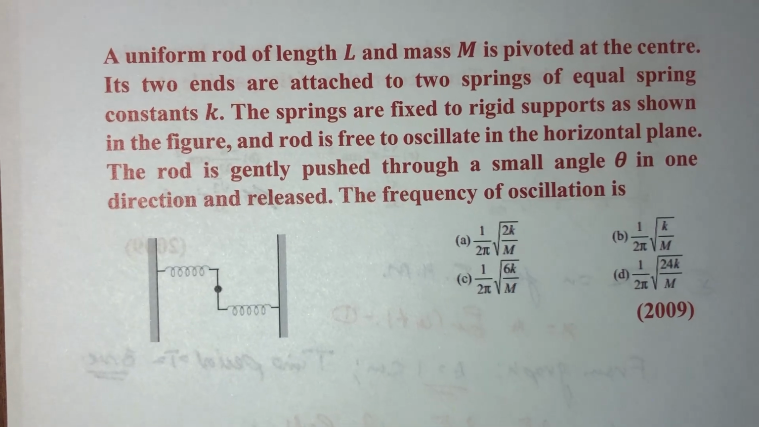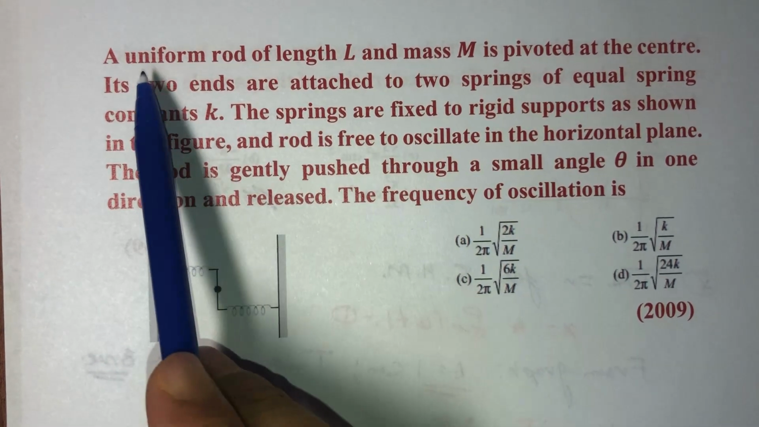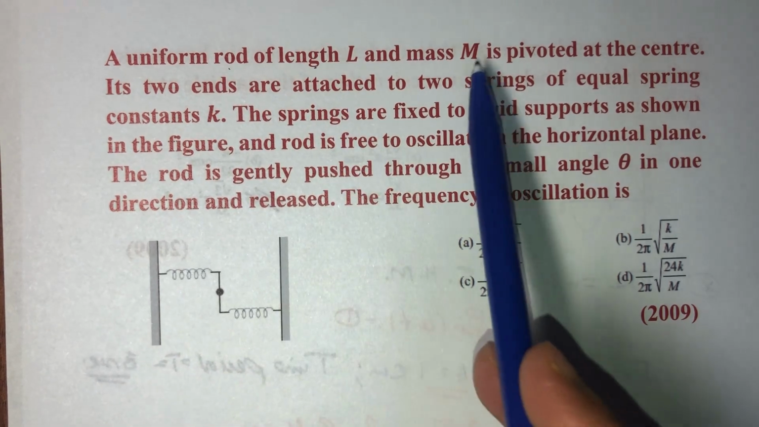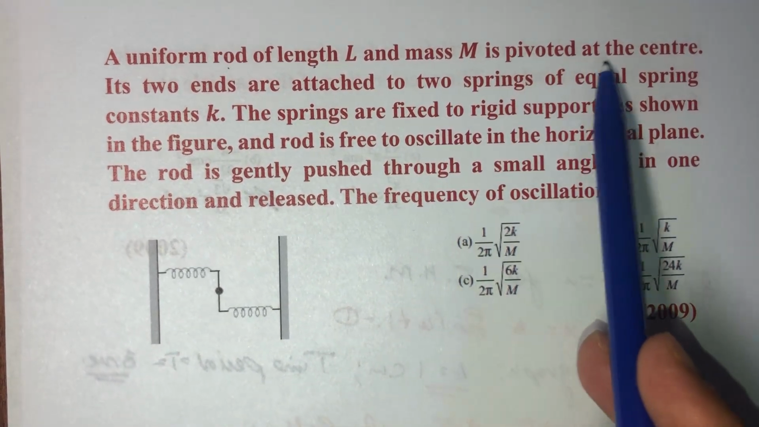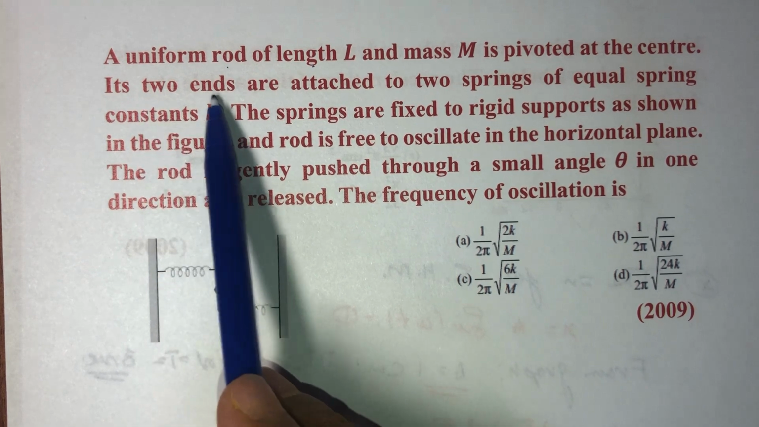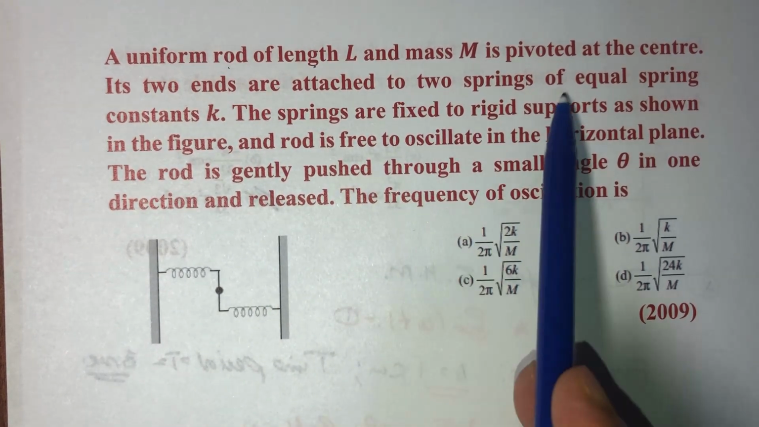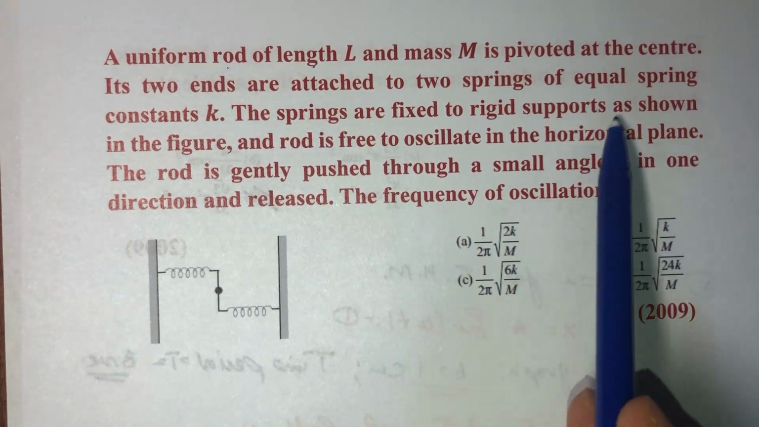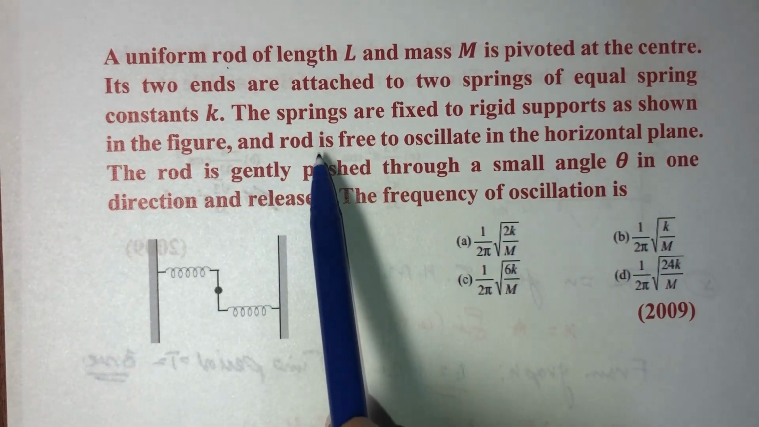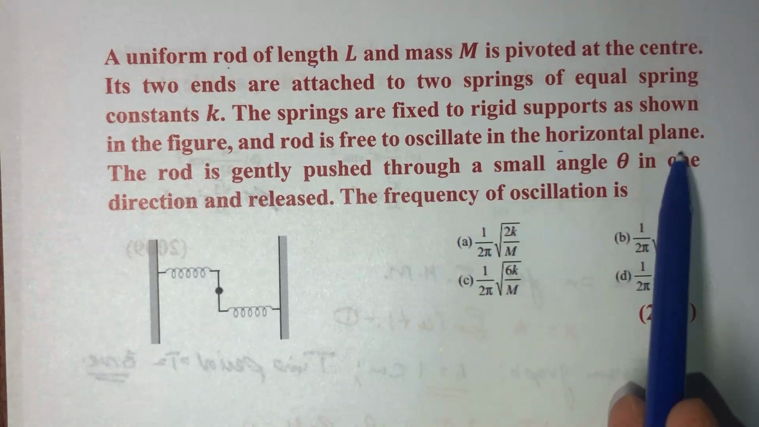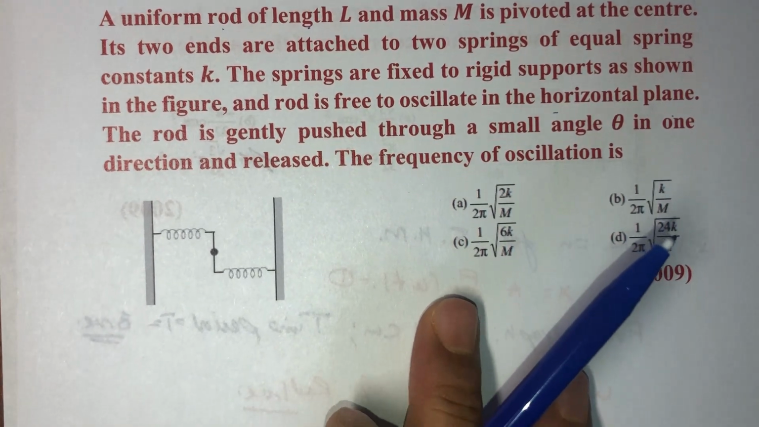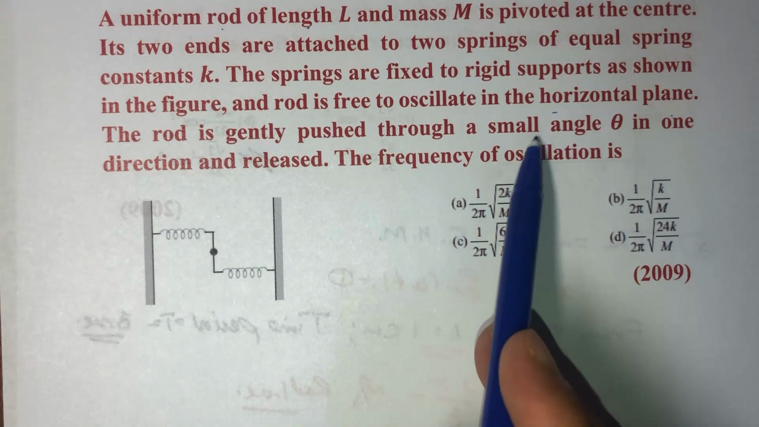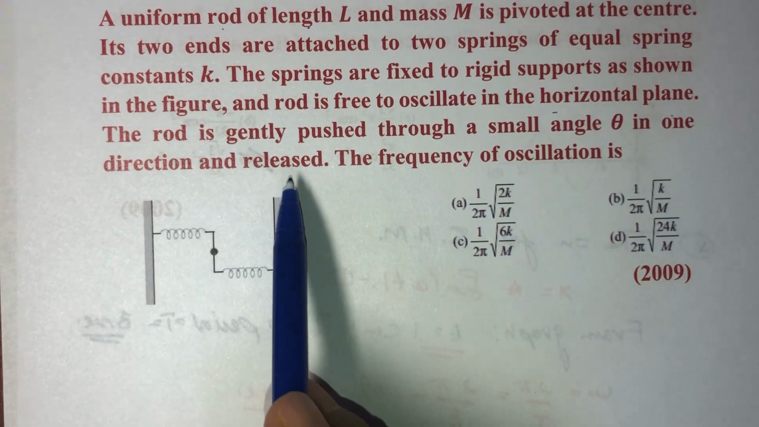Hello friends, in today's question, a uniform rod of length L and mass M is pivoted at the center. Its two ends are attached to two springs of equal spring constant K. The springs are fixed to rigid supports as shown in figure, and the rod is free to oscillate in the horizontal plane. The rod is gently pushed through a small angle theta in one direction and released.